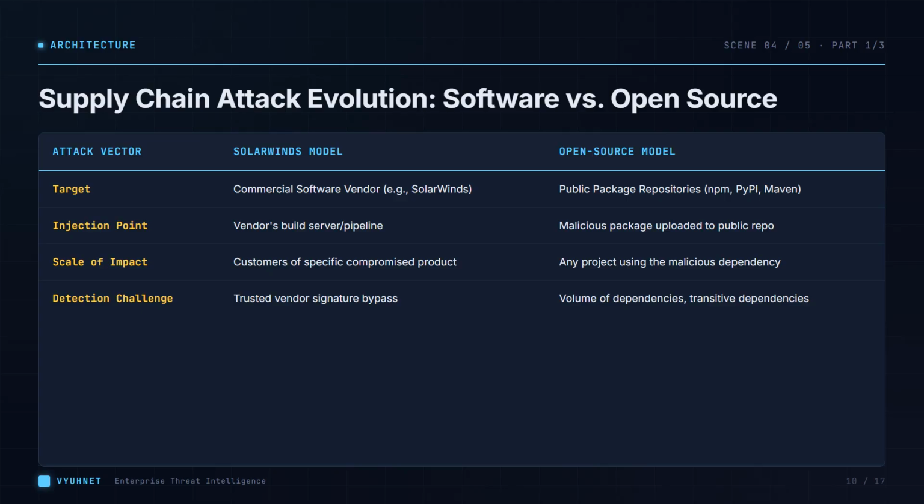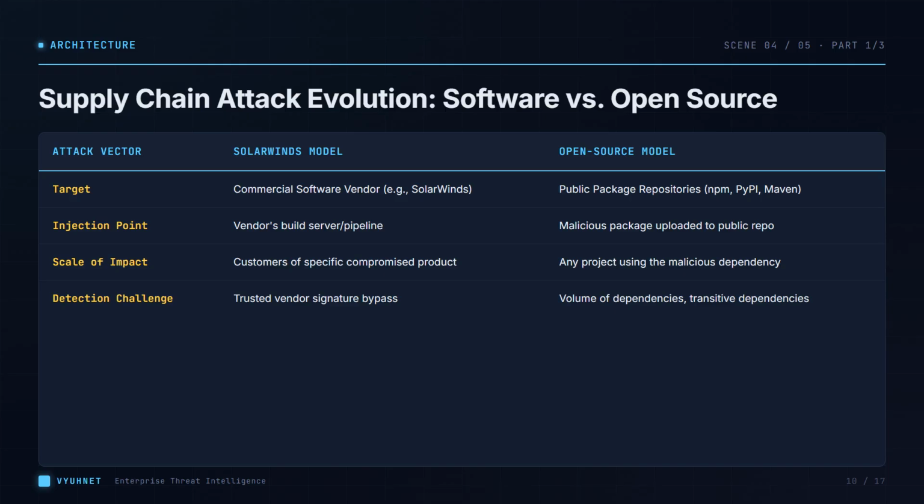However, the attack surface has significantly expanded. Today, open-source software dependencies are a major vector. Instead of compromising a single vendor, attackers target widely used libraries or packages on public repositories like NPM or PyPI. The table here highlights the shift.